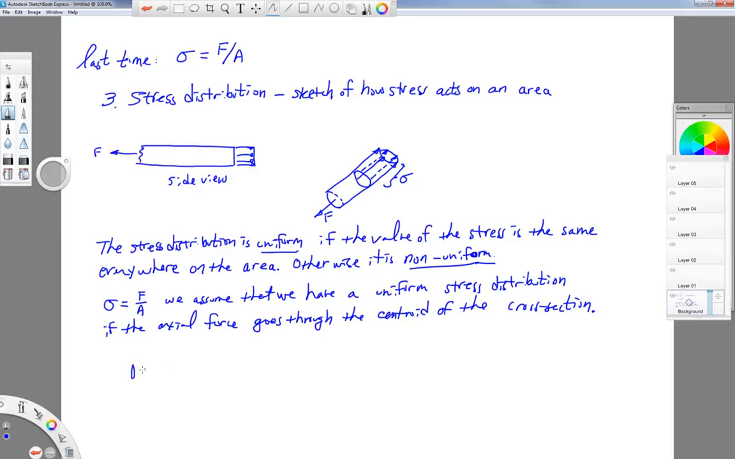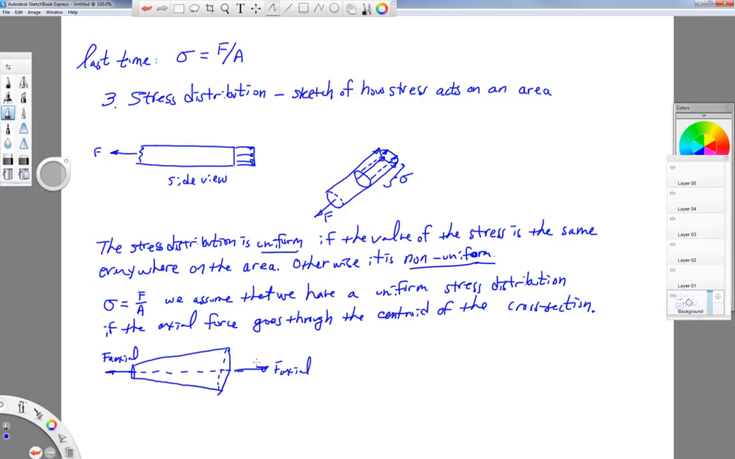So if we have a small diameter on one side and a larger diameter on the other side, and the bar tapers, what we call smoothly, from one end to the other, then we can imagine there's an axis that goes down the bar, and this dotted line would go through the centroid of each of those cross sections. If we apply an axial force, and the resultant axial force goes through the centroid on the other side, then we still end up with a uniform stress distribution on any particular cross section down the length.